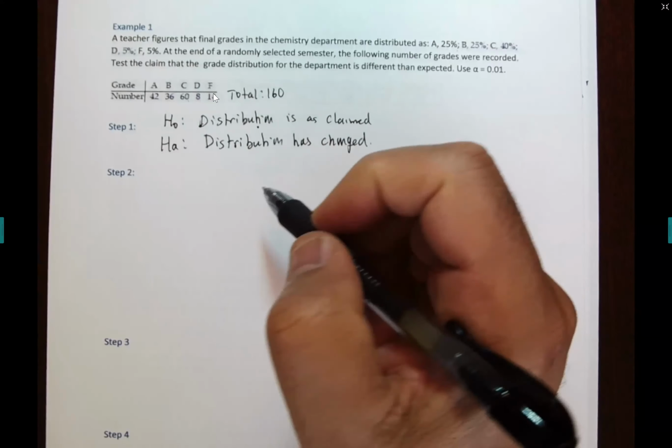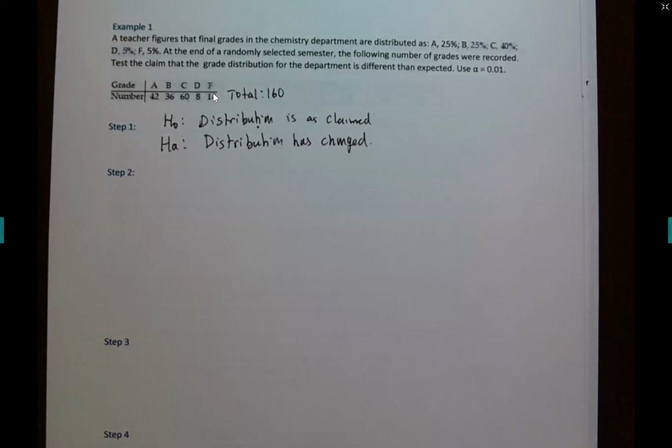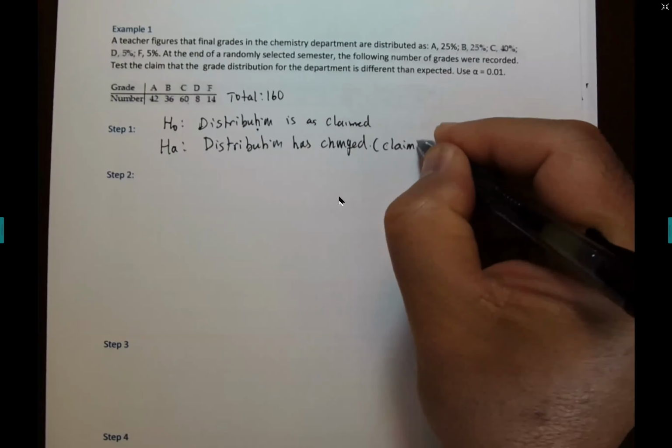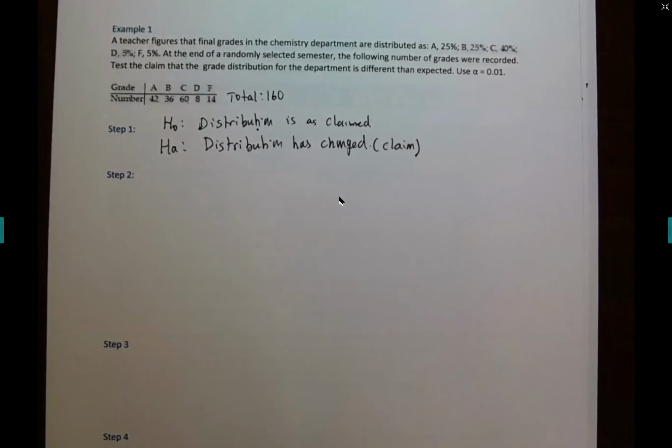Now, where is the claim here? Can someone tell me where the claim falls here? Is it in H0 or HA? Can you guys help me with this? Because it says it's different than expected. Exactly. I agree. That is the claim.